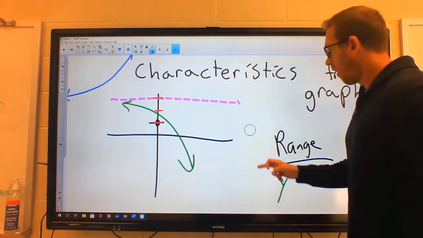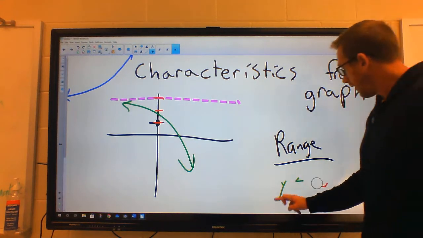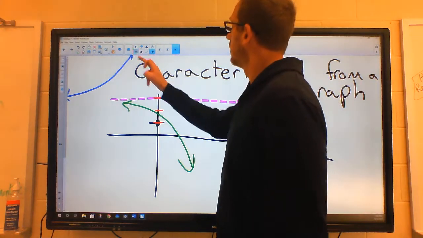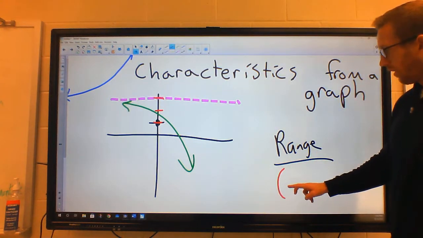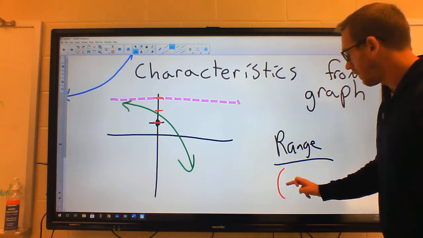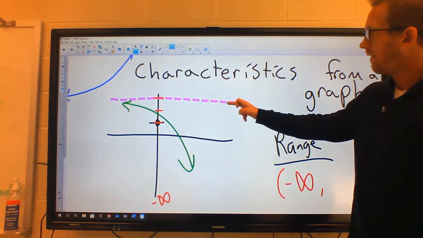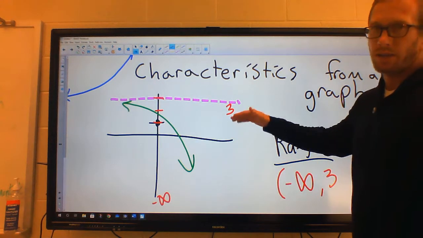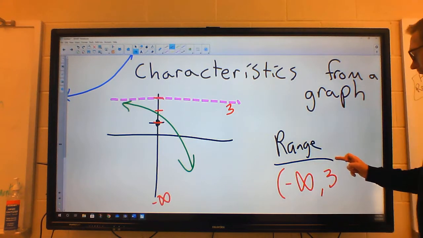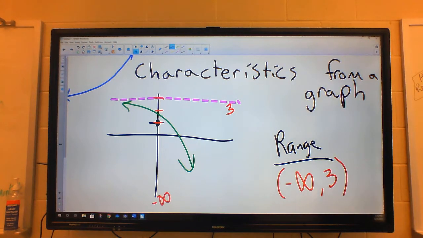All of this so far has been inequality notation. If we want interval notation, we start with our lowest value, which is down at negative infinity, right? That's the lowest height, and the highest height, 3. And remember, an asymptote is a line that is always approached but never reached in one of our directions. We don't actually get to that height of 3. Okay?